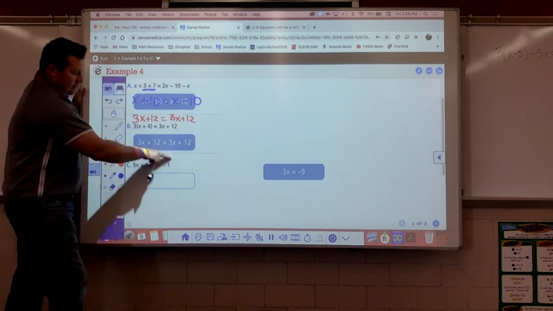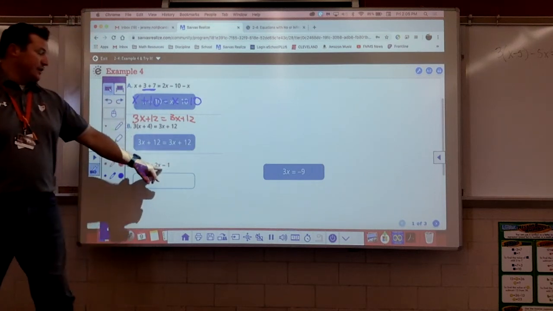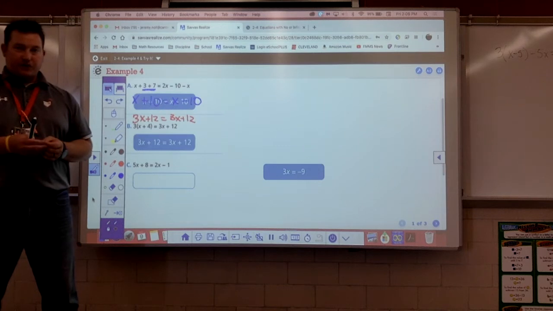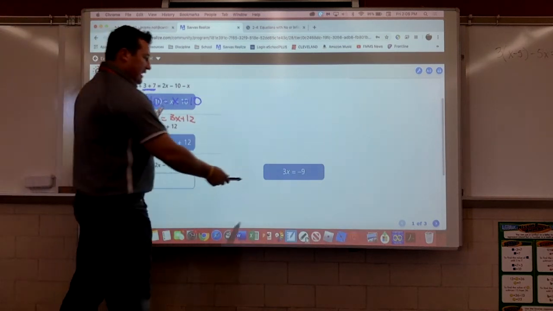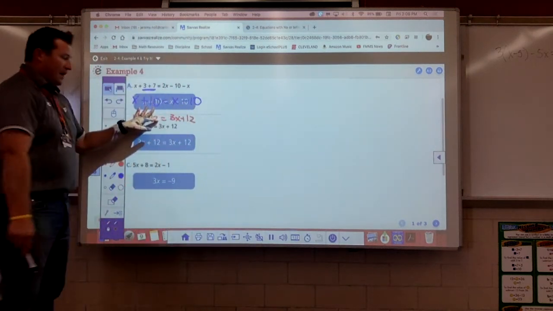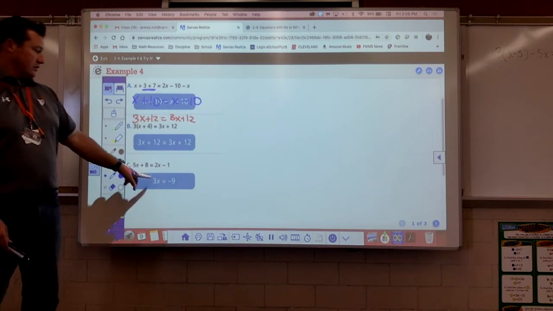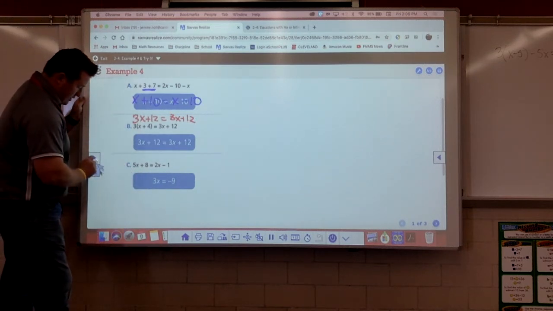Last one here. Nope, don't even have to do anything. Already simplified. 5x plus 8 equals 2x minus 1. Do you have matching coefficients in your variable term? No. 5 and 2 are not matching the last time that I checked. So when that happens, guys, you will always get one answer. Always get one answer. 1. The favorite number 1.